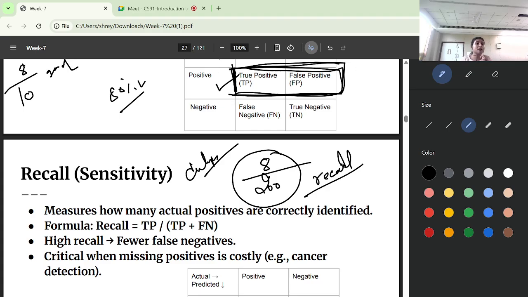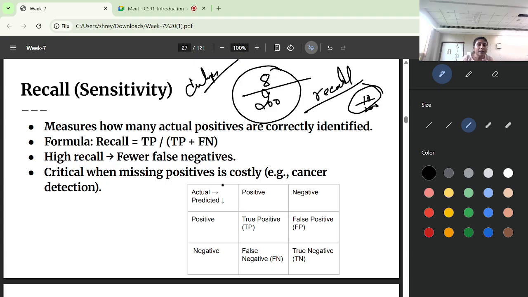I'm not saying that it should be 100% or 1, but if you are demanding 10 pages, it should be 10 by 200. It should not be 8 by 200. So from the developer point of view, recall is important. Recall measures whether the actual positives are correctly identified. So it is from the actual values, how many are classified correctly.